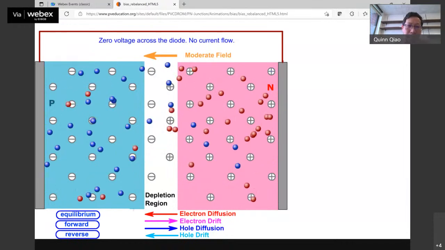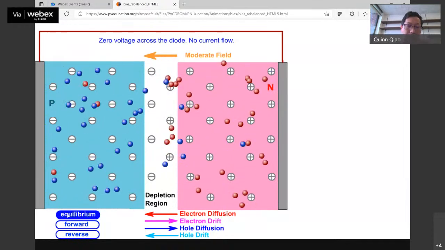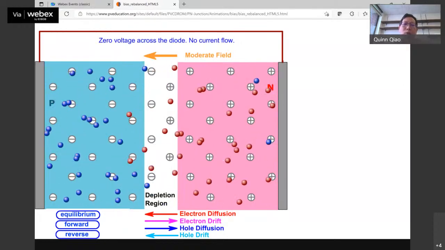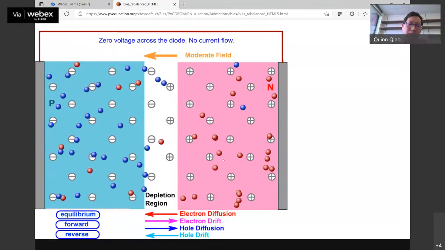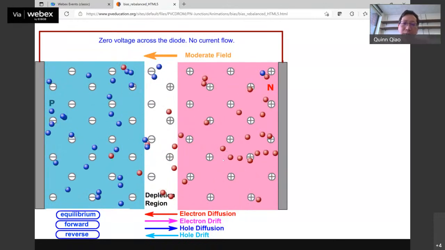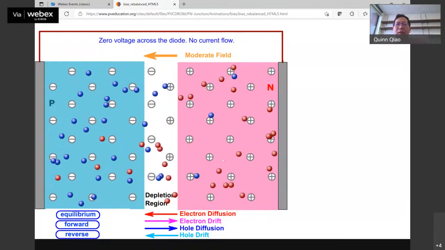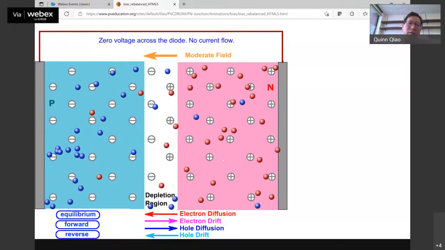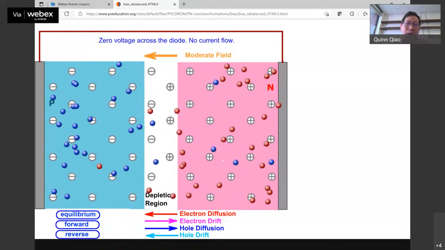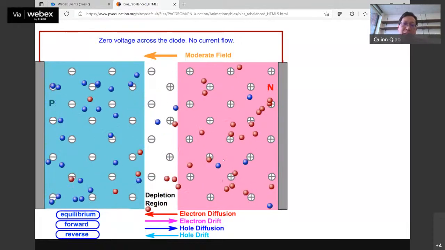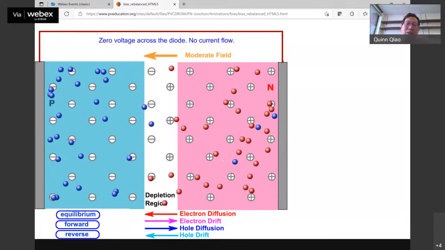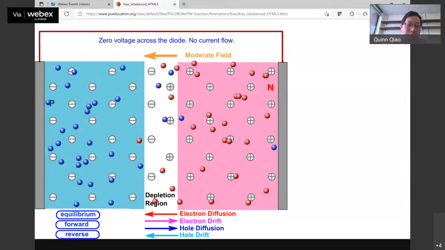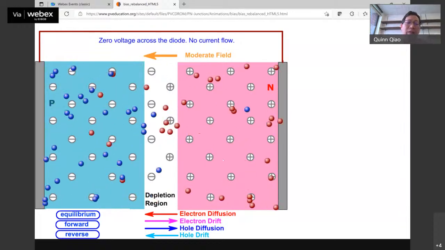And now let's see under equilibrium. Under equilibrium is this. See, there's almost no net charge flow from the P side to the N side or from the N side to the P side. There are a few atoms going from N to P, and meanwhile there are a few positive charges from P to N. Meanwhile, there are a few negative charges from N to P, and they are under equilibrium, okay? There is no net flow of electrons or holes, okay?